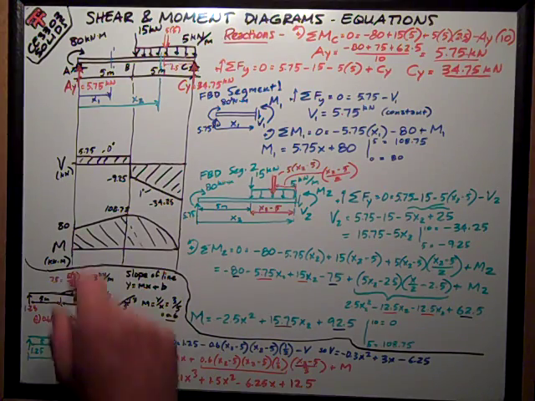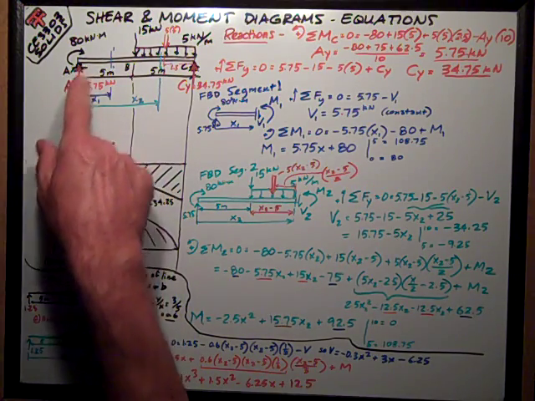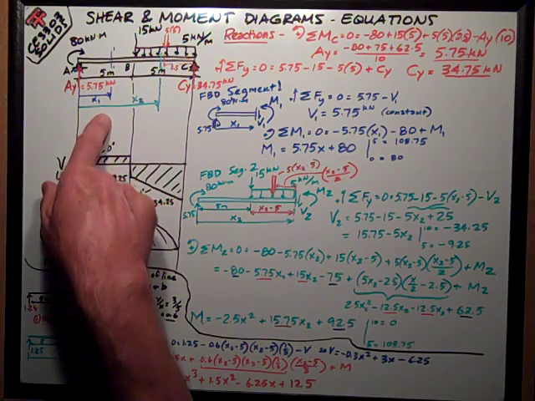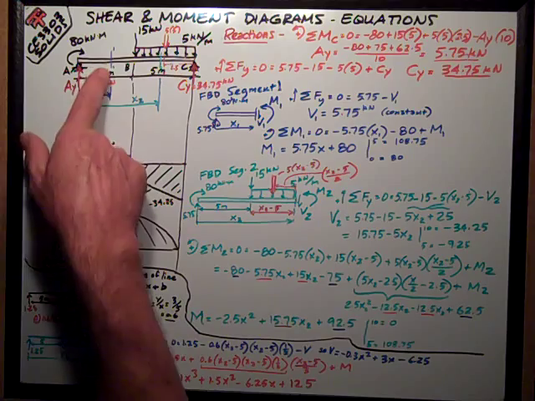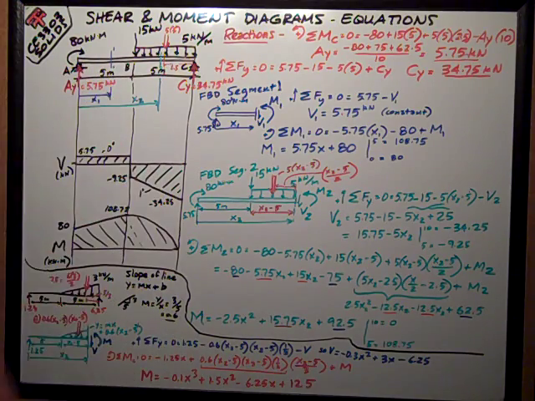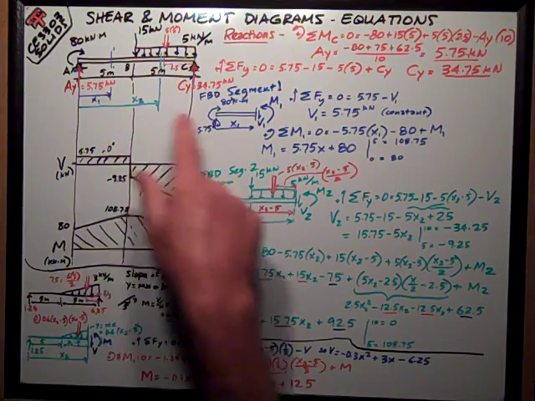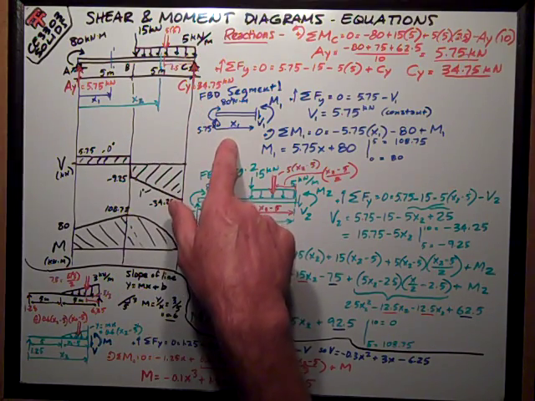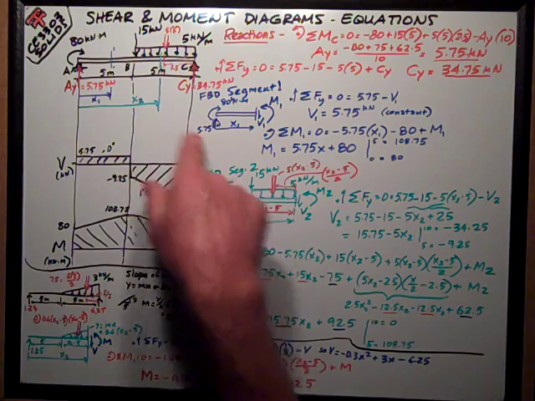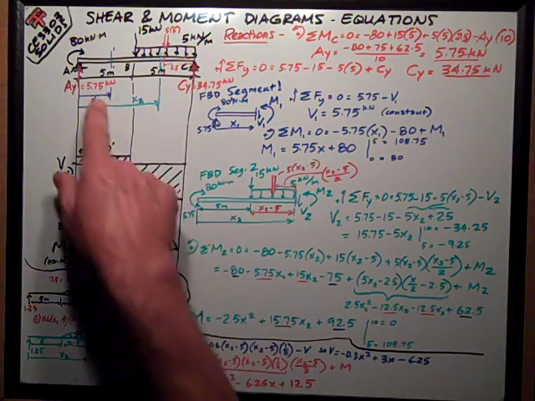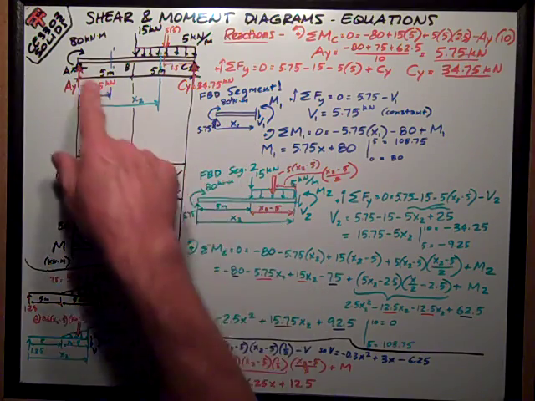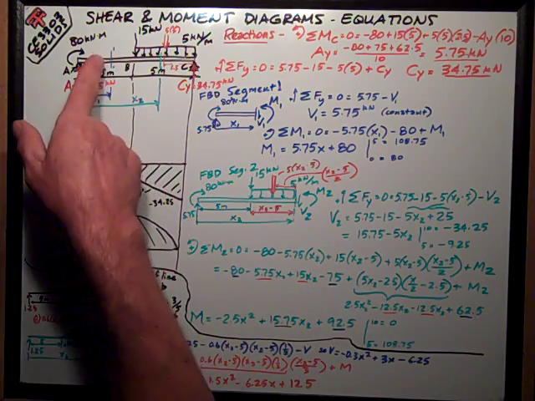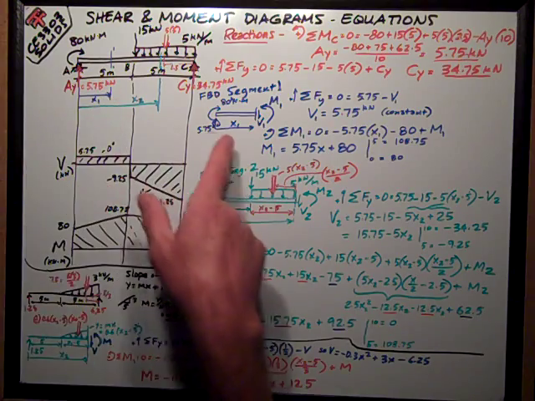I've got two places where the load changes in the middle of the span, so I need to write two equations. One I've kind of drawn in blue. X1 is somewhere between points A and B, anywhere between points A and B actually. So I draw a free body diagram of that segment. Just put the loads that are acting on that segment: 5.75 reaction, 80 kilonewton meters, nothing else happening, so I just visualize that section's cut somewhere like there.